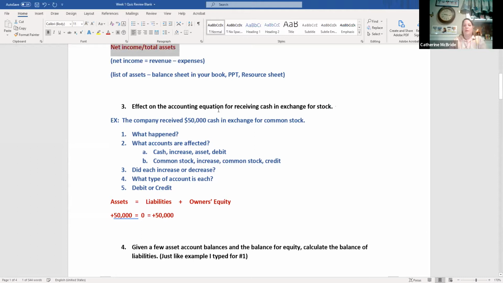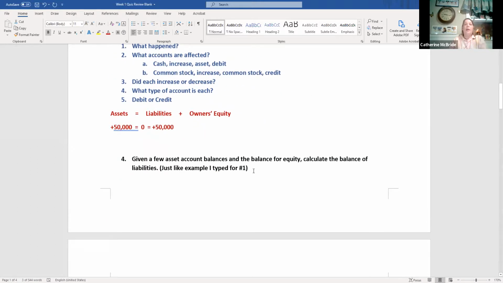All right. How do you feel about this? Good. Okay. All right, now this gets a little bit trickier. So here you're given a few asset account balances and you're given the balance for equity and you have to calculate the balance of liability. Okay, so it works exactly like number 1. The difference is you have to be able to identify accounts. I should say classify accounts.